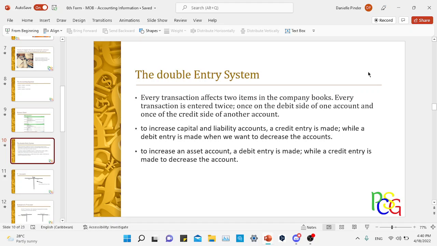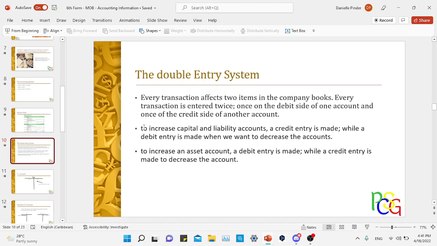That is a very similar example to what we're going to see a little later when it comes to debiting and crediting, right? But what you summed up is definitely true. So as you said, every single transaction affects two items in the company's books. So there is a debit and a credit, right?